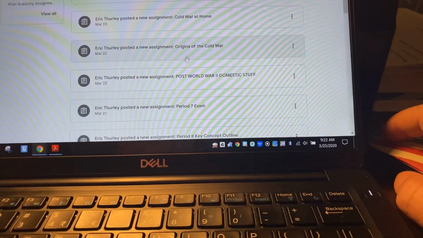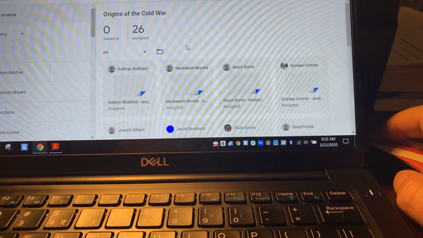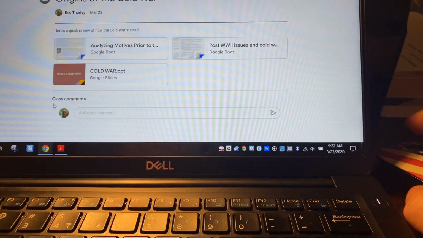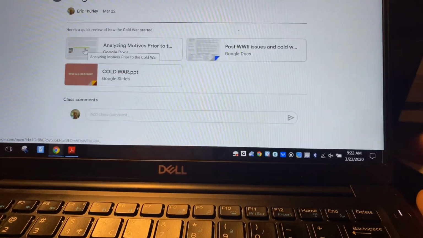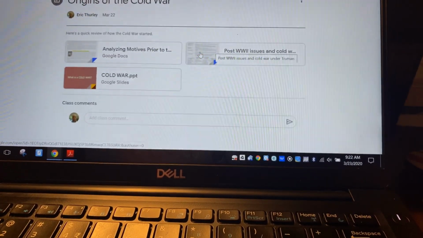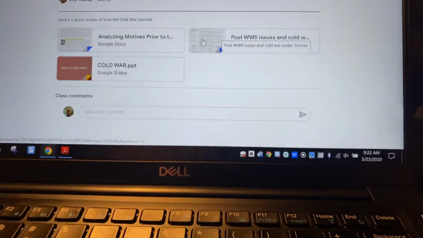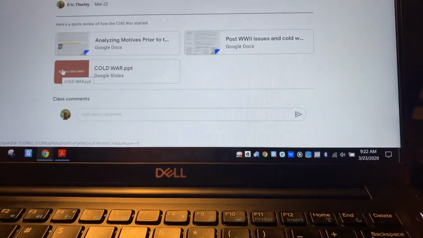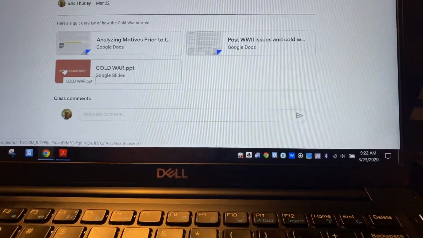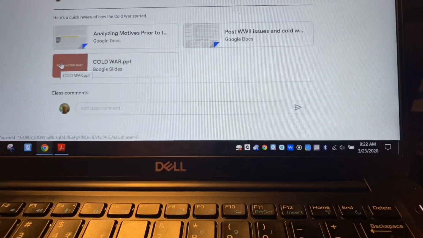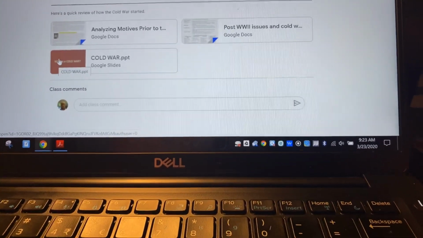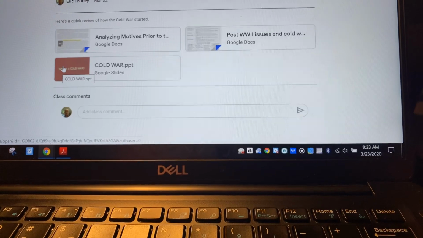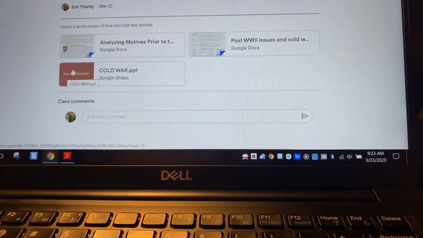We have a thing on origins of the Cold War. This is just basic notes. There's a PowerPoint here. It's really good to just kind of think about some of the reasons that the Cold War developed. Make sure you know what a Cold War is. Make sure you know why the United States and the Soviet Union embarked on a Cold War for about a 45-year, 50-year period, and how it began to shape pretty much all of the 20th century.